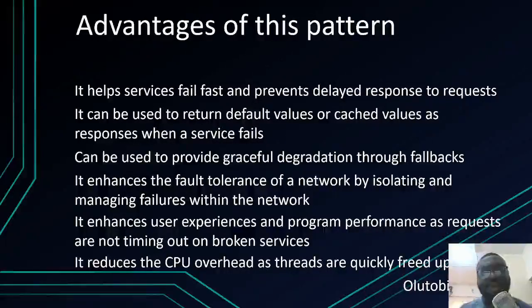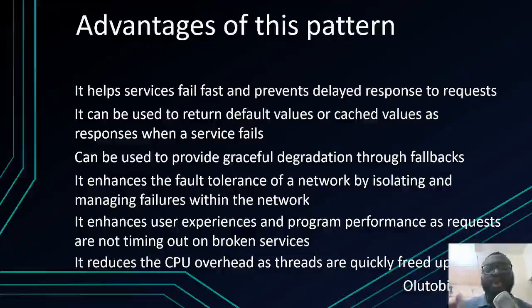It helps requests to fail fast, and it prevents delayed responses to requests. It can be used to return default values or cached values as a response when a service fails. Now, the issue of failing fast is something that I have already explained. It helps your services to fail fast in the area that people are not kept waiting for a service that is going to fail, and responses to services are not going to be delayed, right? So if there's a service that is failing, the request will fail immediately because the circuit breaker is just going to respond to the request immediately.